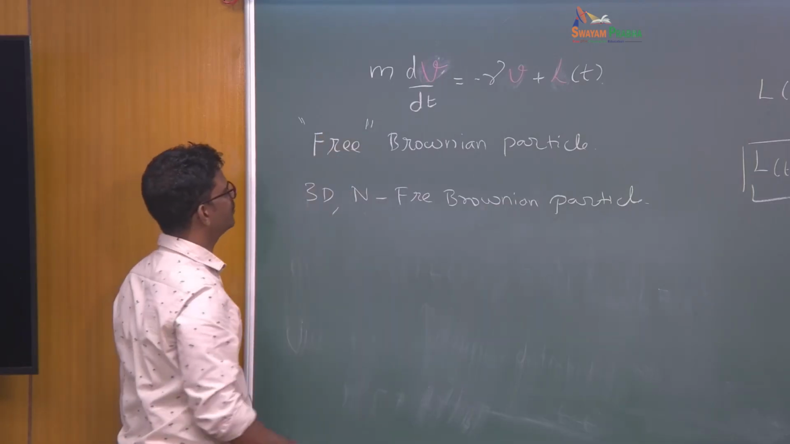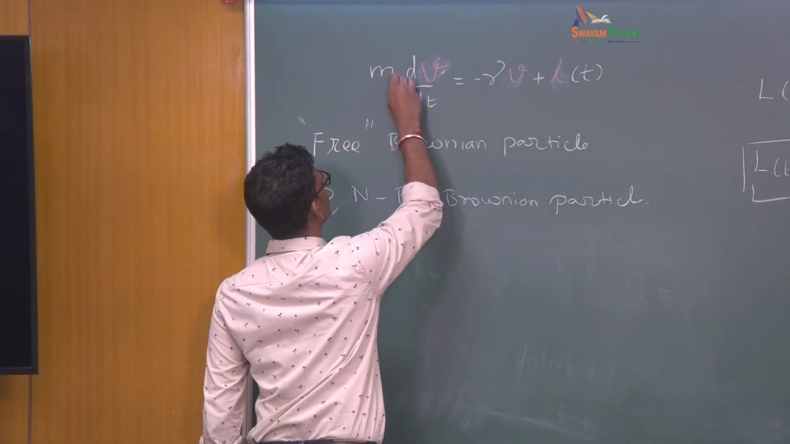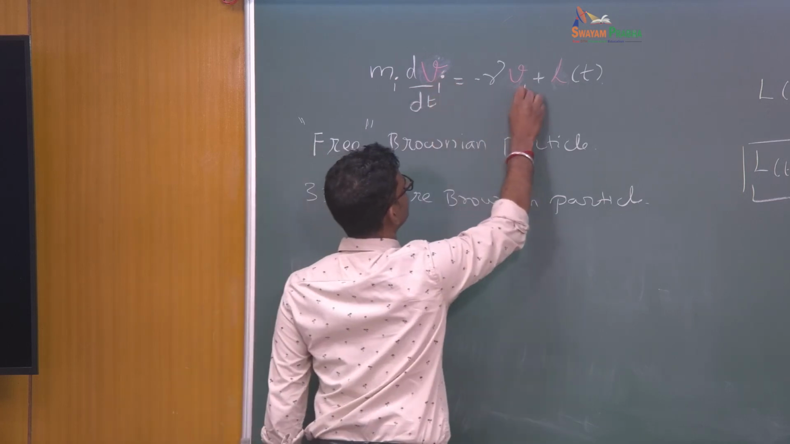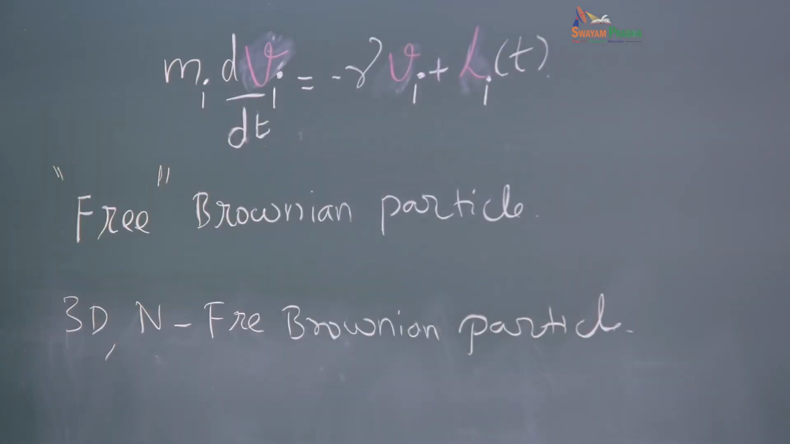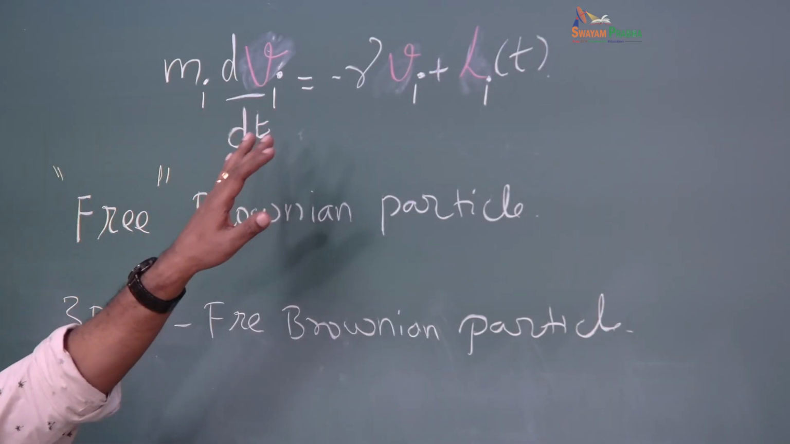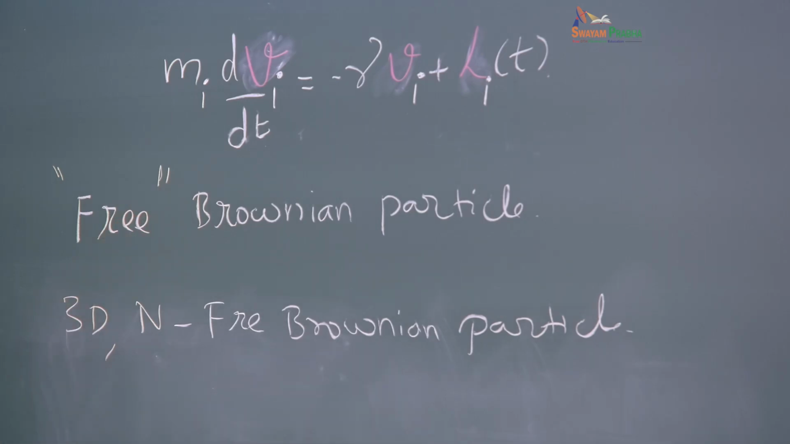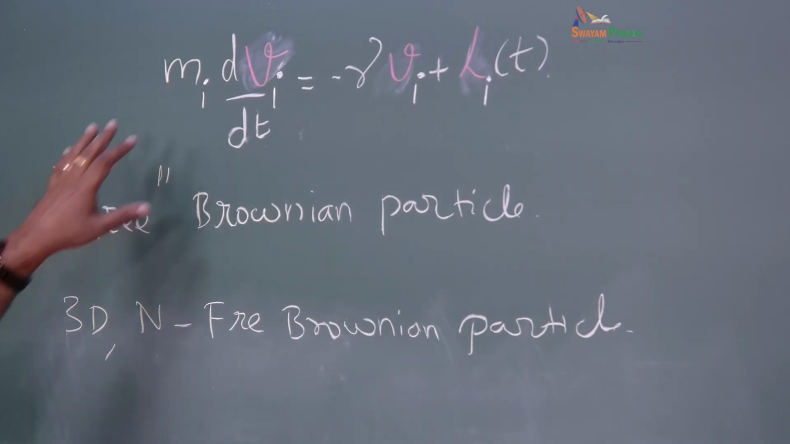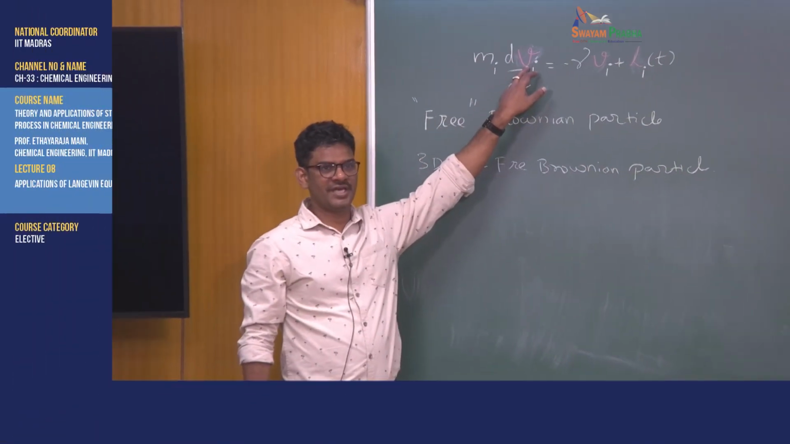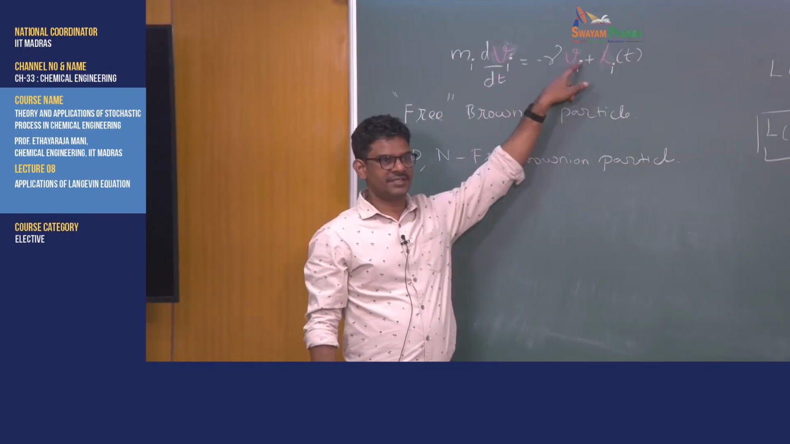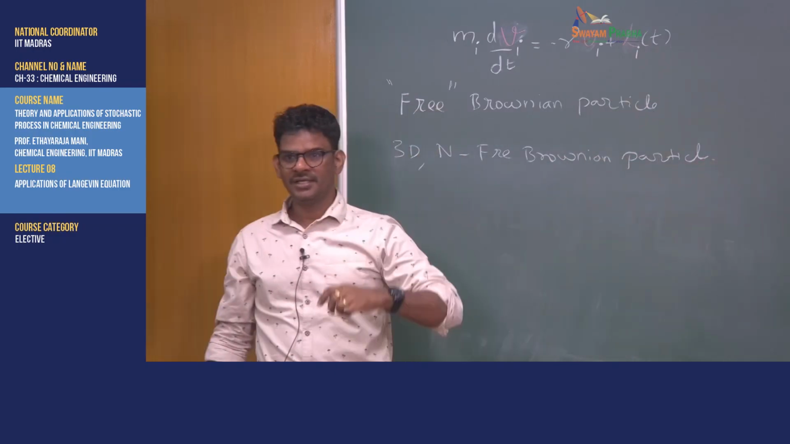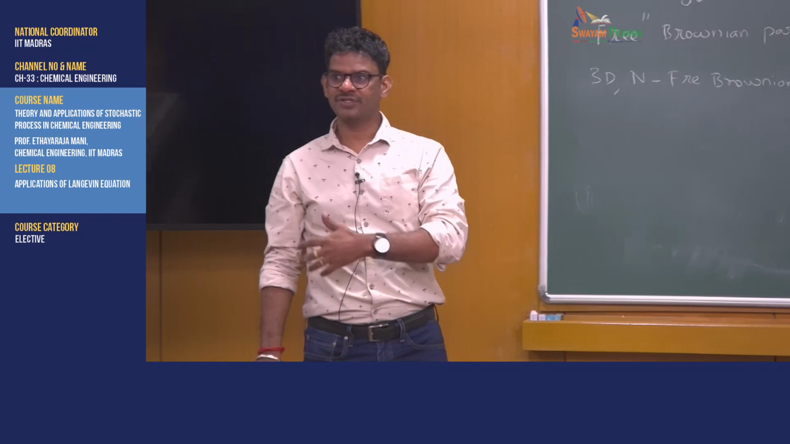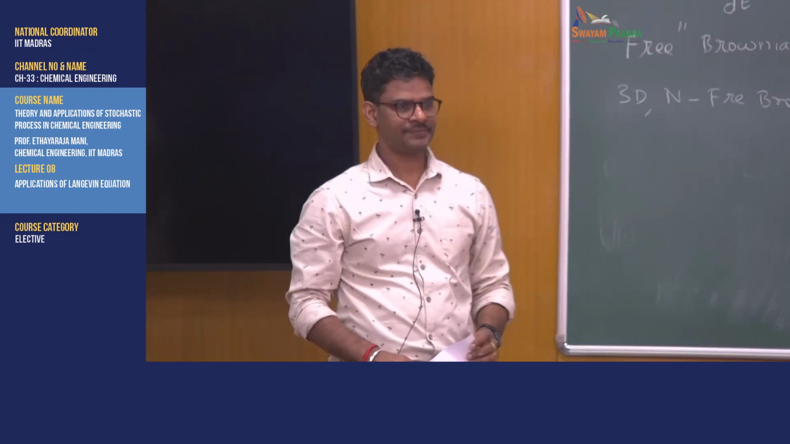Then this equation will become simply, I have to put an index i here, so that for each particle i from 1 to n, I can use this equation. So we are solving the Langevin equation for each particle. This is the mass of the particle, this is the 3-dimensional velocity of the ith particle, this is the drag force acting on the ith particle, and this is the random force acting on the ith particle. And then i can go from 1 to n. So we are simulating n free Brownian particles by this.